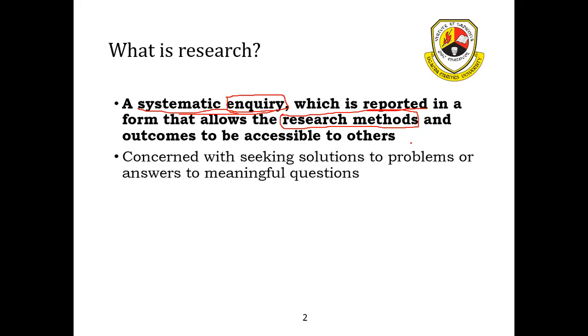So research is concerned with seeking solutions to problems or answers to meaningful questions. Now, seeking solutions to problems can be a little bit misleading when you read it. That is the first thing I want to point out. This statement can seem a little bit misleading.